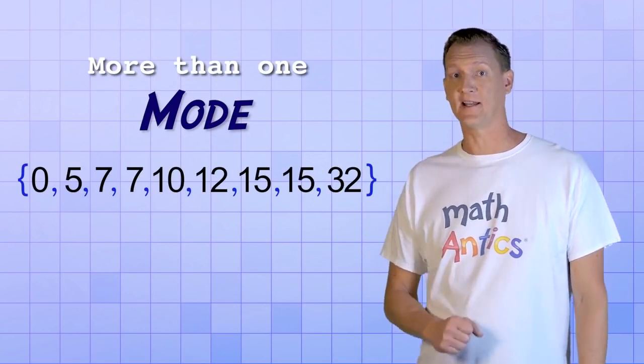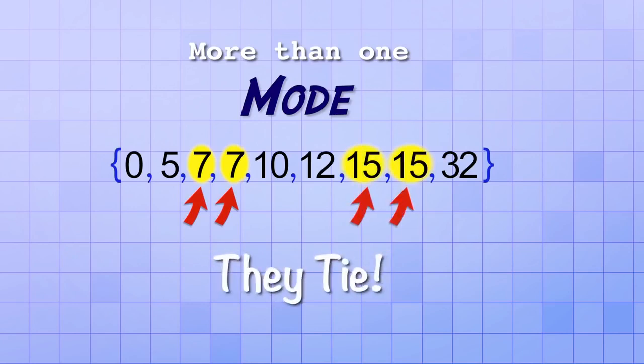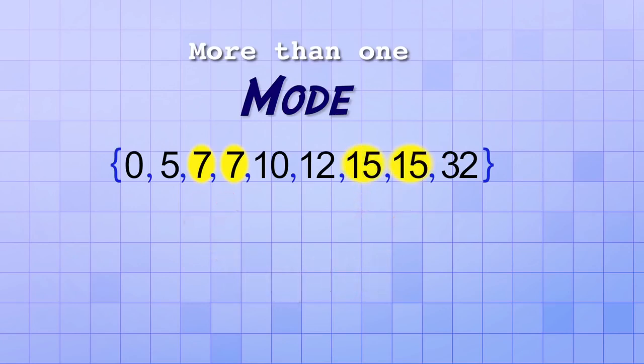Here's an example of a data set like that. In this set, the number 7 is repeated twice, but so is the number 15. That means they tie for the title of mode. This set has 2 modes, 7 and 15.